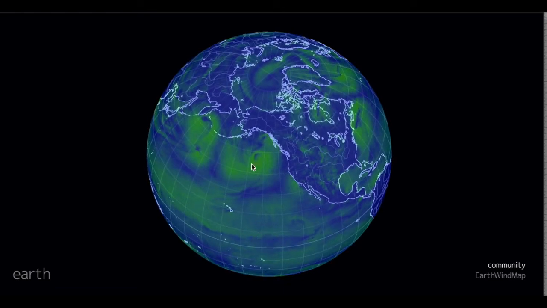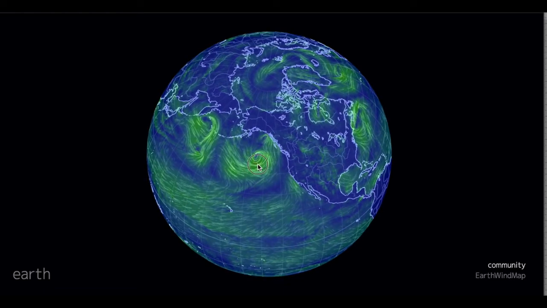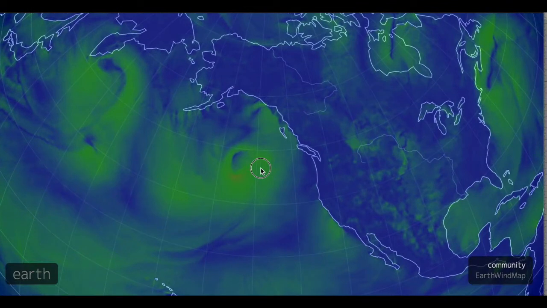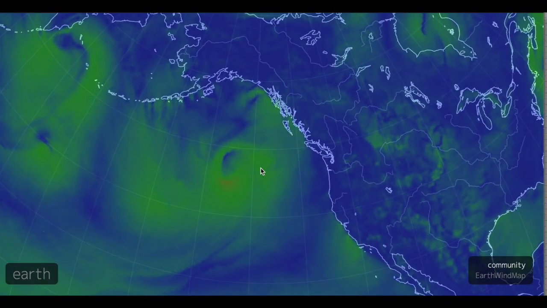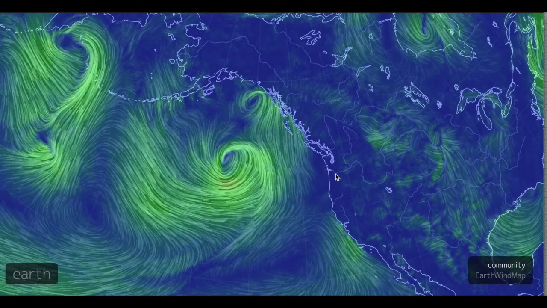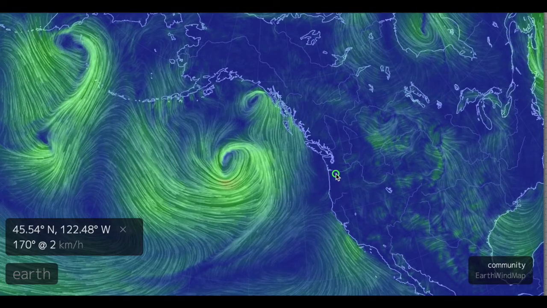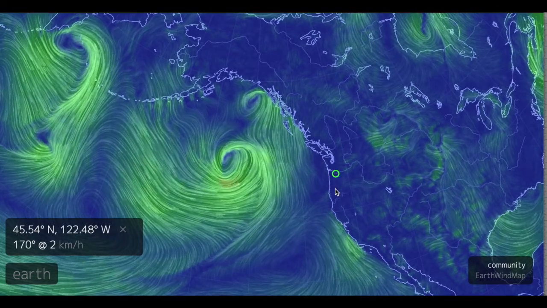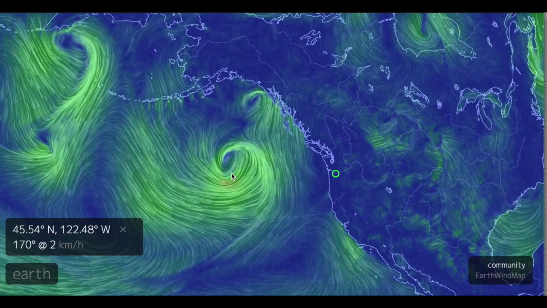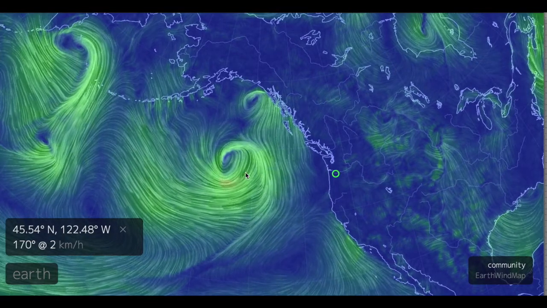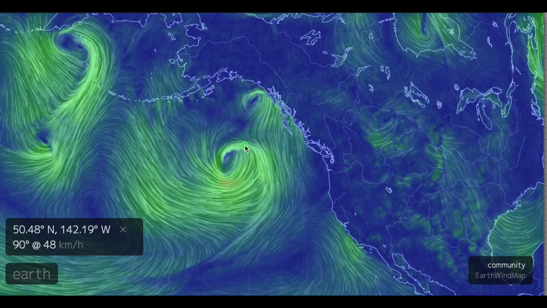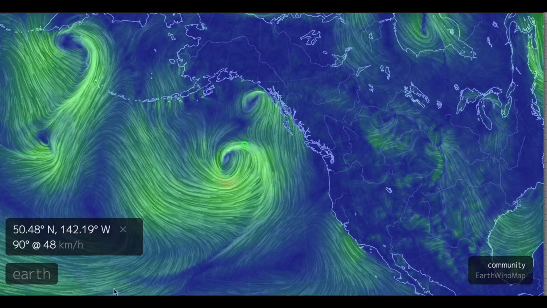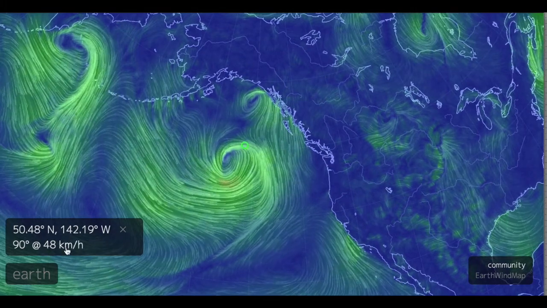Let's zoom in on one of those air patterns in the northern hemisphere. Over the Pacific Ocean, you can see this green blob, which represents clouds. And over here, that's us in Portland, where the wind speed is only 2 kilometers an hour. But take a look at that swirling spiral. All those lines are close together. That means that the wind is going pretty fast. Here, it's going 48 kilometers an hour, much faster than in Portland.